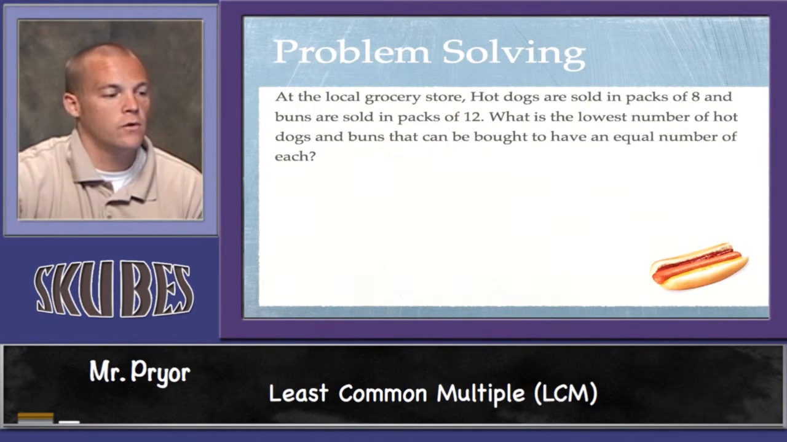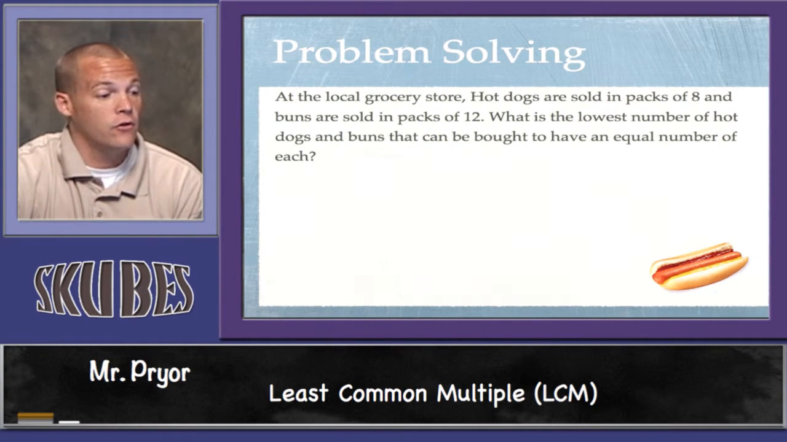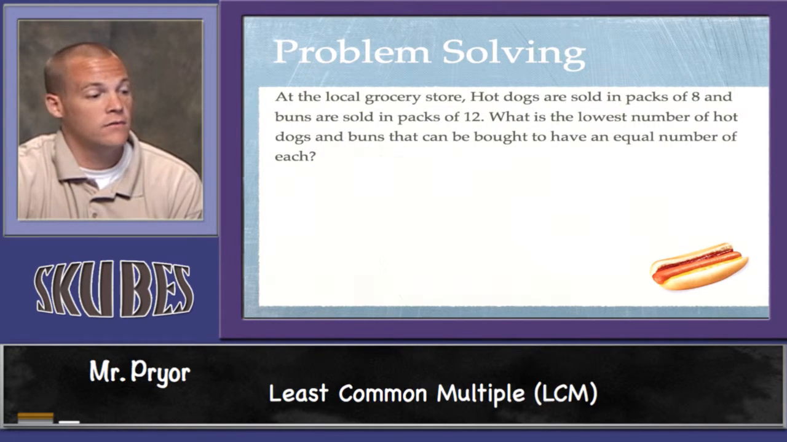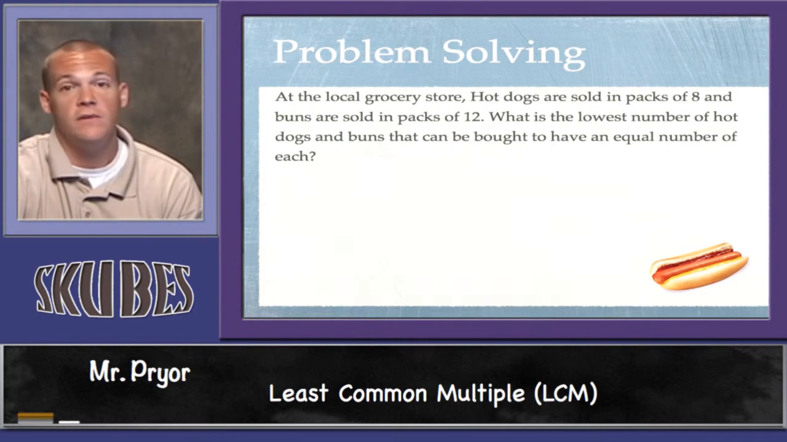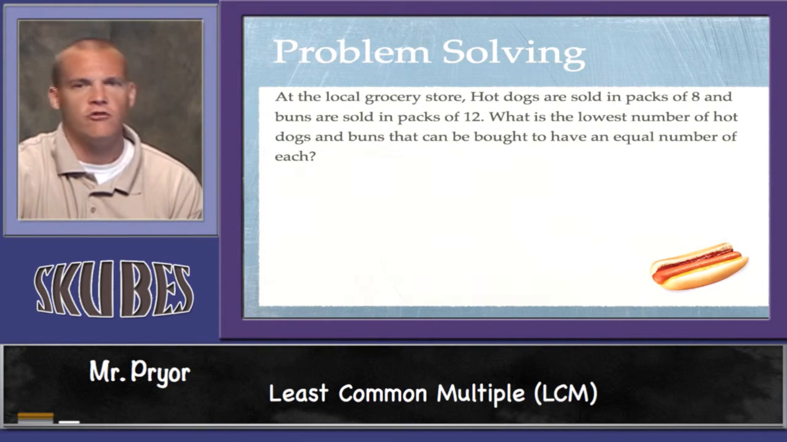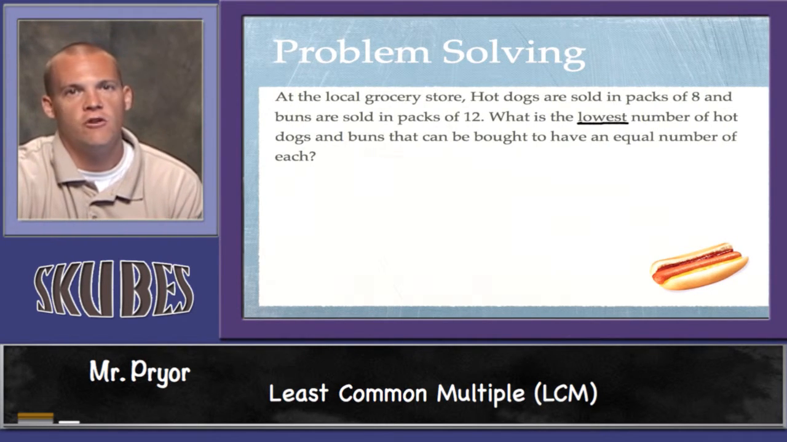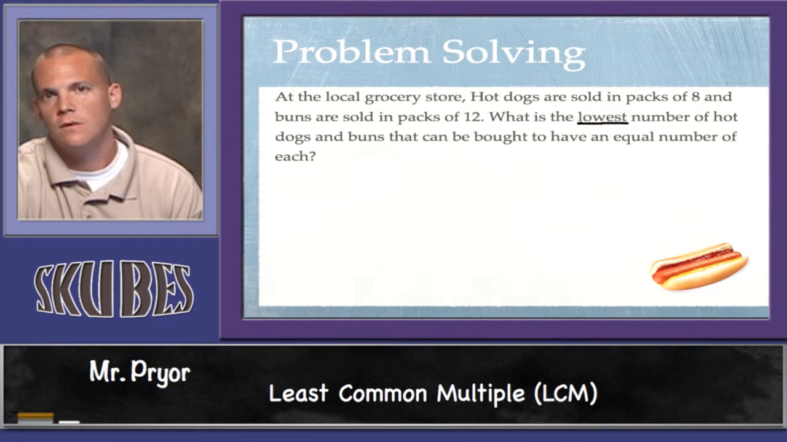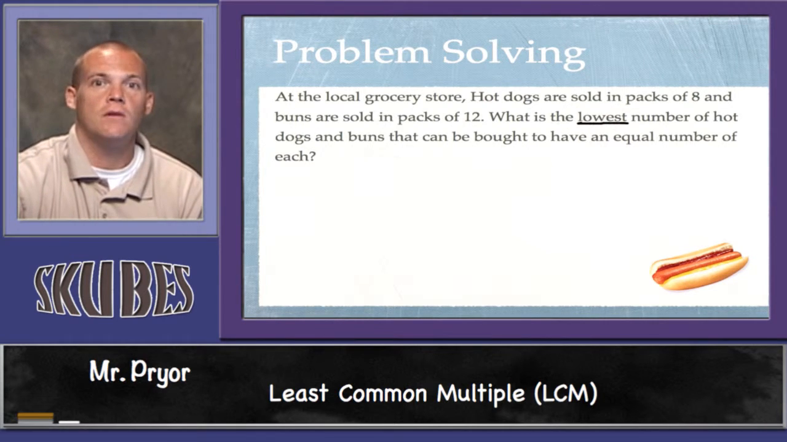All right, so let's take a look at a word problem then. This is a similar example actually. At the local grocery store, hot dogs are sold in packs of 8 and buns are sold in packs of 12. What is the lowest number of hot dogs and buns that can be bought to have an equal number of each? So again, your key term here, if you're trying to decide should I find the greatest common factor or the least common multiple, notice the word lowest. That is pretty much going to show up in one way, shape, or form. In other words, they may use the word least or lower, something to that effect. That's going to give away that this is actually a least common multiple problem, not greatest common factor.